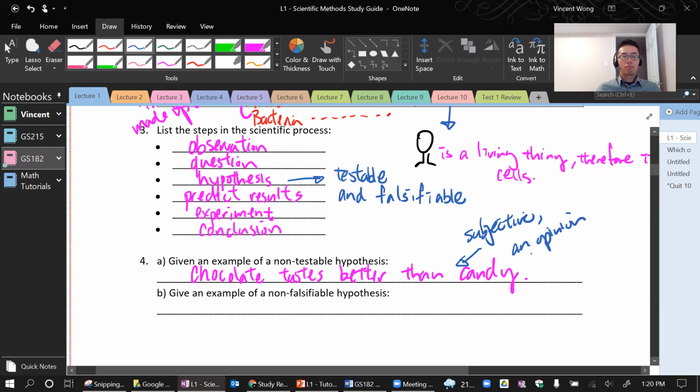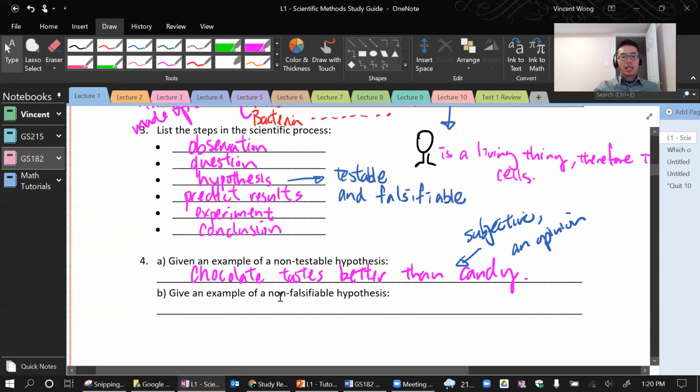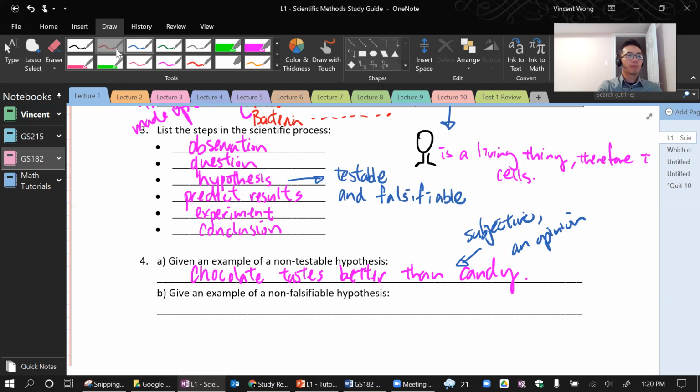You cannot scientifically test an opinion. Does anybody have an example of a non-falsifiable hypothesis? Something that cannot be wrong. There is no God. Okay, yeah, that's one example. Good. You cannot prove that true or false in one way.